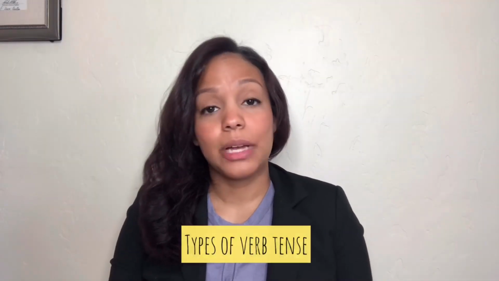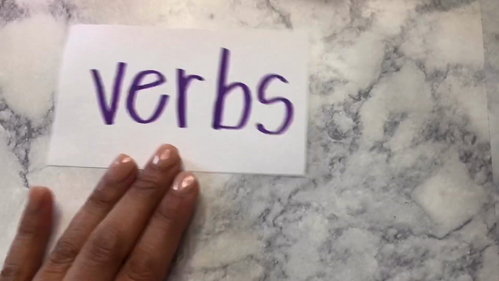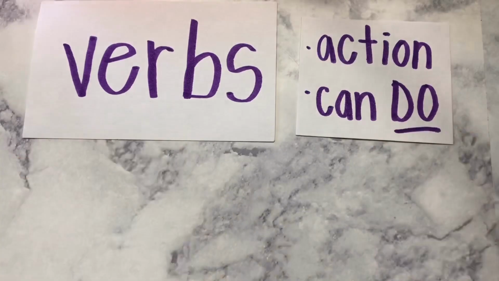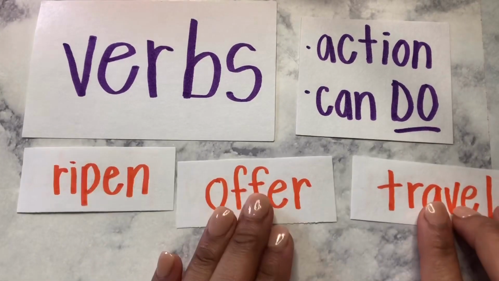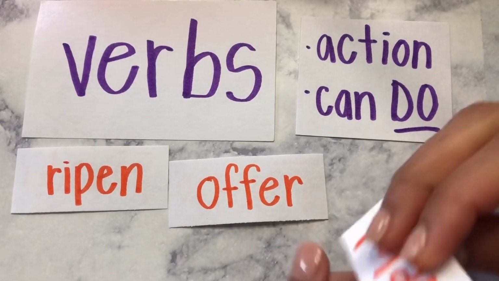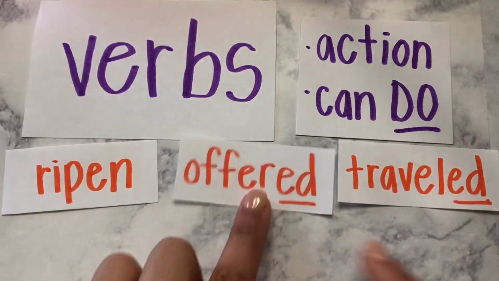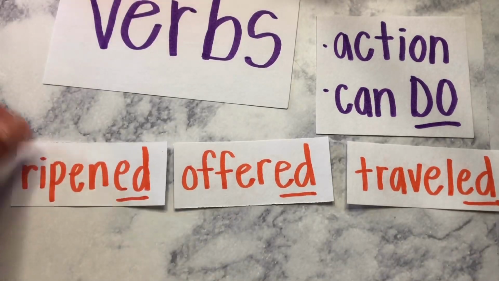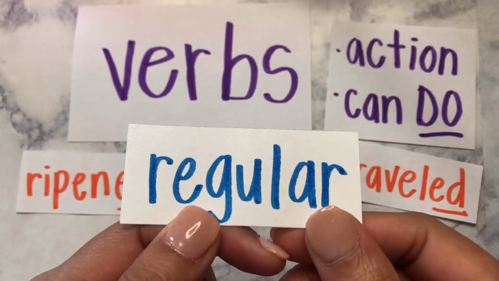In this lesson, we will identify 2 types of past tense verbs, some rules to these verbs, and how to identify each. So verbs are words that indicate an action or something that we can do, like a fruit can ripen, we can make an offer, or we can travel. If we take these verbs and put them in the past tense to indicate it already happened, we are going to add an ed at the end: traveled, offered, and ripened. Words we can add an ed to at the end, we call regular past tense verbs.